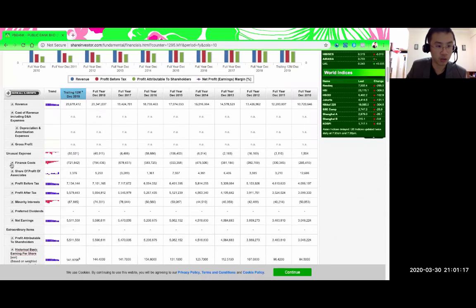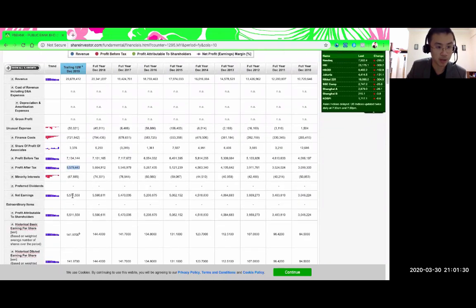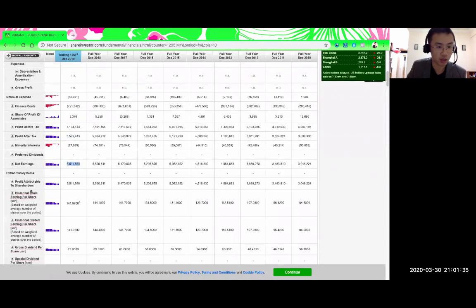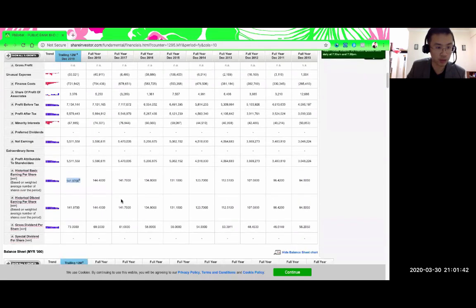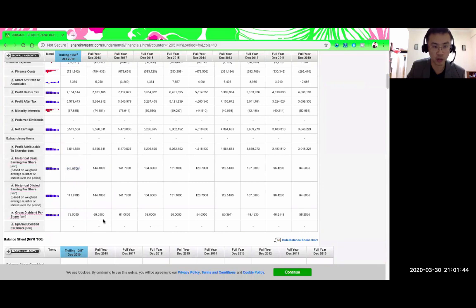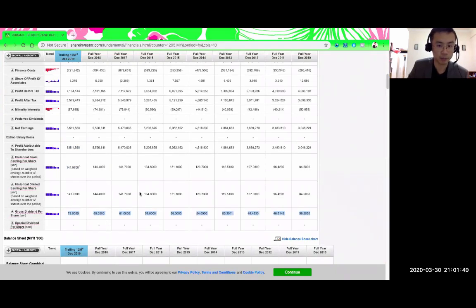And then you can go to the finance cost, profit before tax, from 2010 to trailing 12 months, 4 billion going up to 7 billion. Profit after tax 3 billion to about 5 billion. Net earnings, 3 billion going to 5 billion. And historical basic earnings per share, from 4 cents per share to 1 ringgit 41 cents per share, and whether they got special dividend or not, what is the gross dividend rate, all in table format.